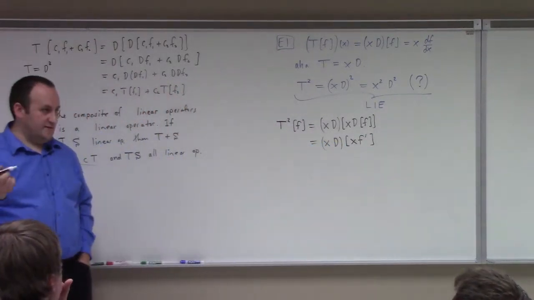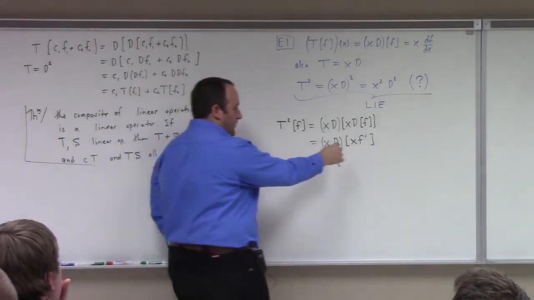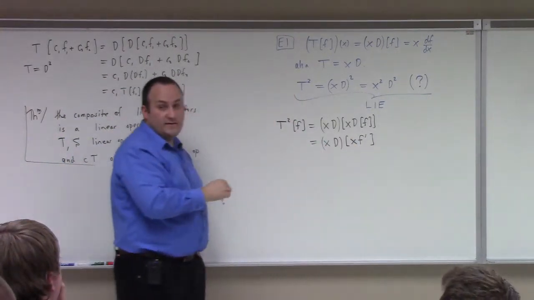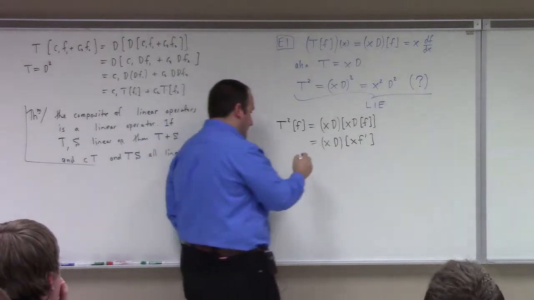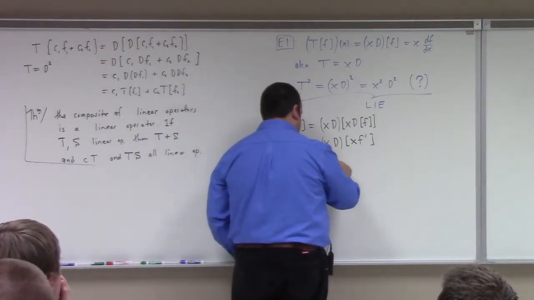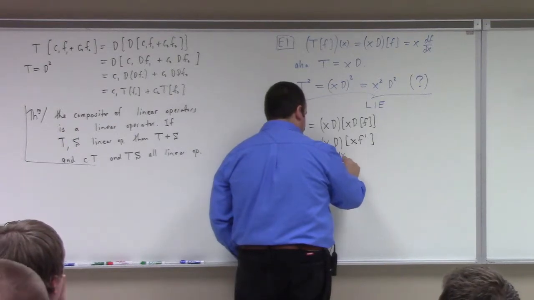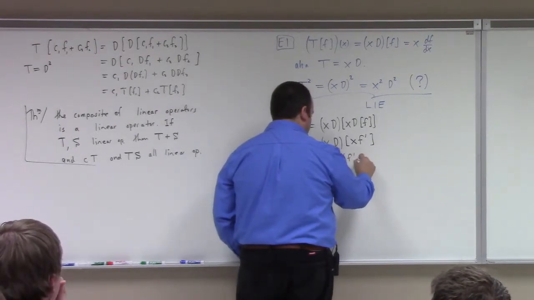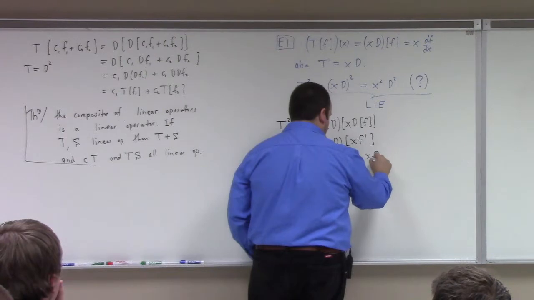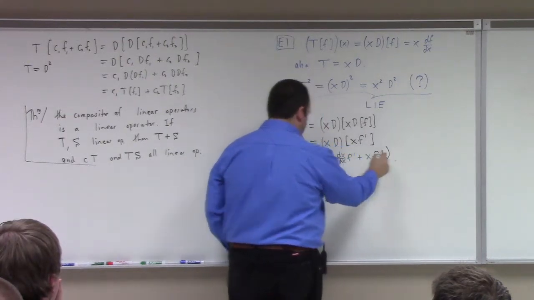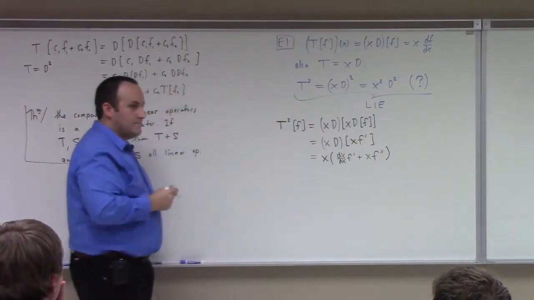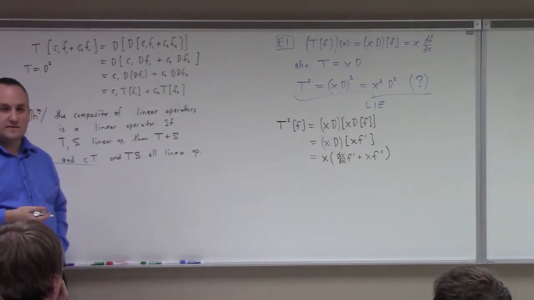Now what he said is just perfect. This is a product of x times a function, right? So I have to do the product rule. When d hits it, what does that give us? It gives us dx/dx times f prime plus x times f double prime. Of course, dx/dx is just 1, right?